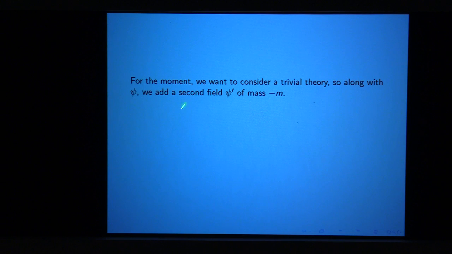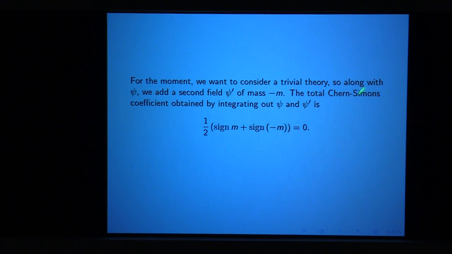Now, for the moment, I want to consider a trivial theory. We'll get to something non-trivial, but we need to start with a theory we understand, which will be a theory that's trivial. So I'll add to psi a second fermion, psi prime, of mass minus m. So the total Chern-Simons coefficient obtained by integrating out psi and psi prime is half the sign of m plus the sign of minus m, so it's zero. So this theory has no effect of Chern-Simons coupling in the bulk.